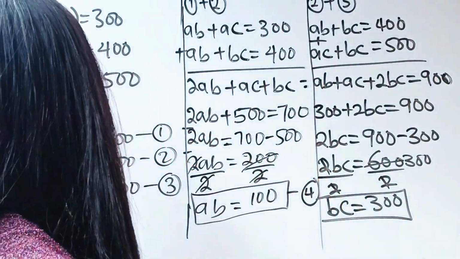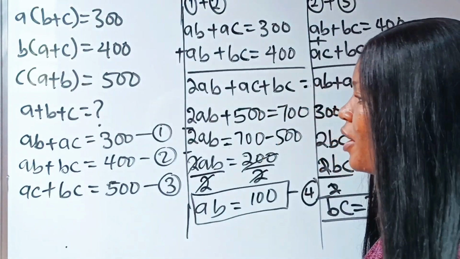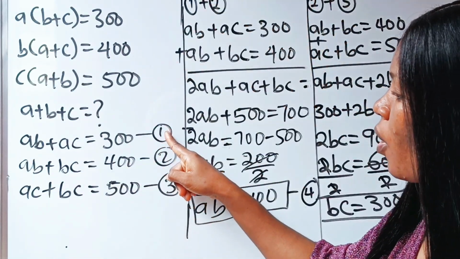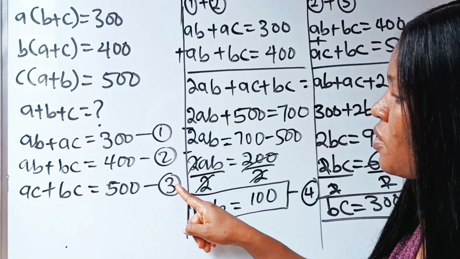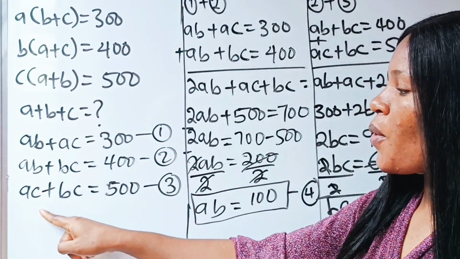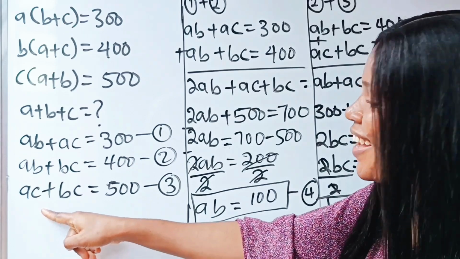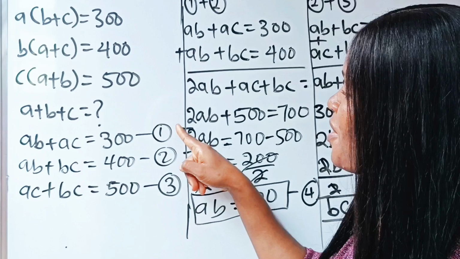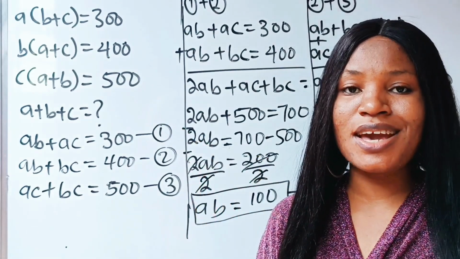Now we need another value. When you look at equation 1 and equation 3, what do they have in common? AC. They have AC in common. It's not air conditioner, it's AC. So to get AC, we are going to add equation 1 to equation 3.